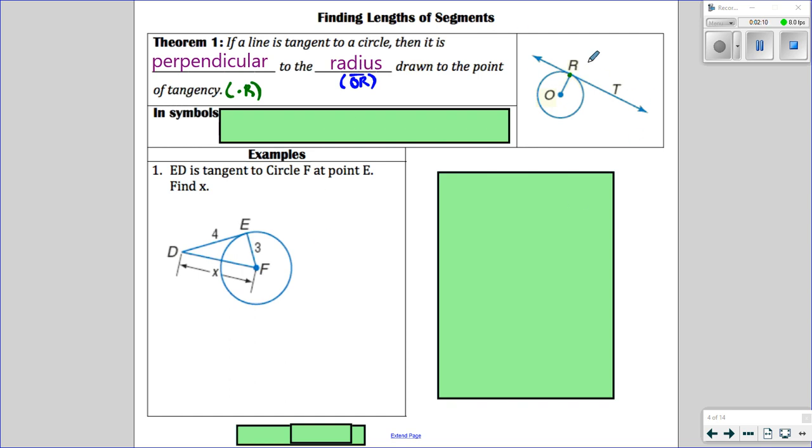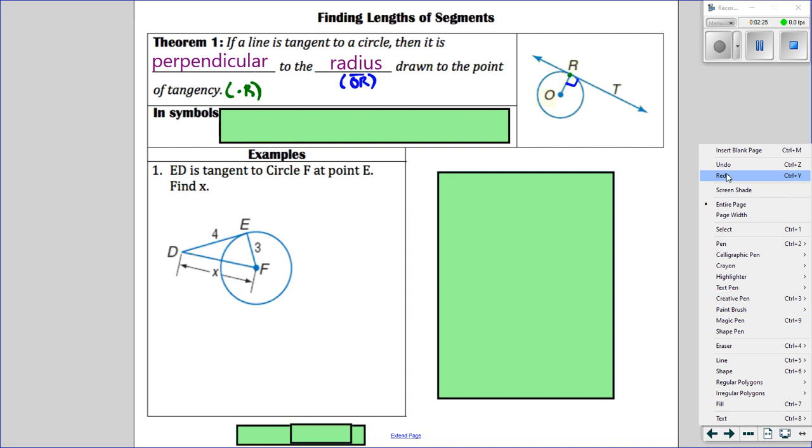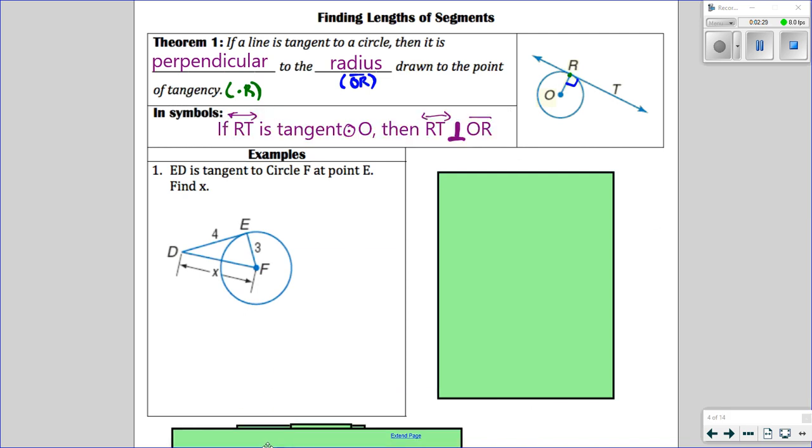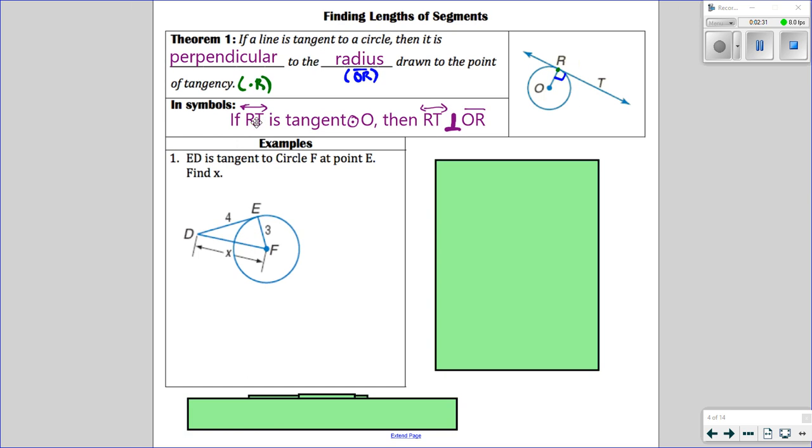So when you have a tangent line and a radius meeting each other, intersecting at a certain point, the point of tangency, then they're going to be perpendicular. And I'm going to draw the little line to show you that that's perpendicular. So in symbols, or notation form, if line RT is tangent to circle O, then line RT is perpendicular to segment OR.